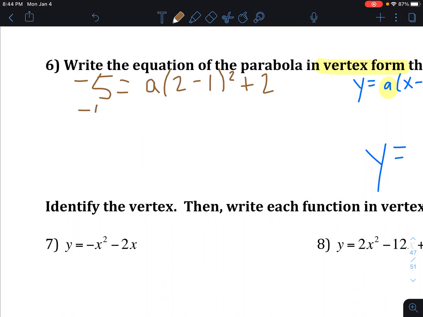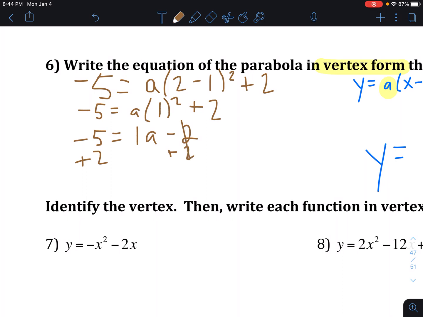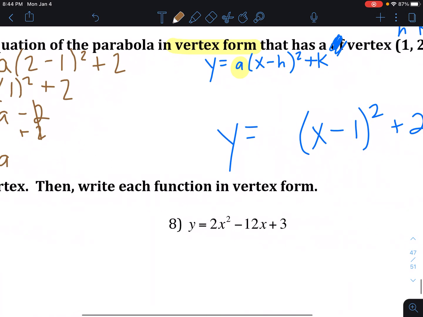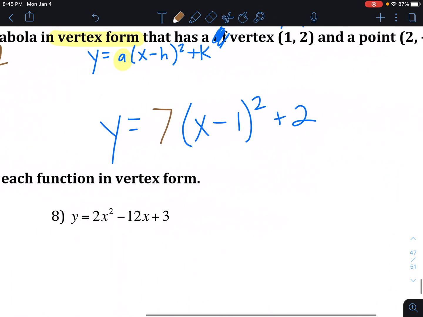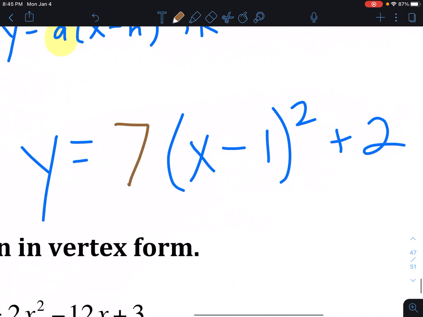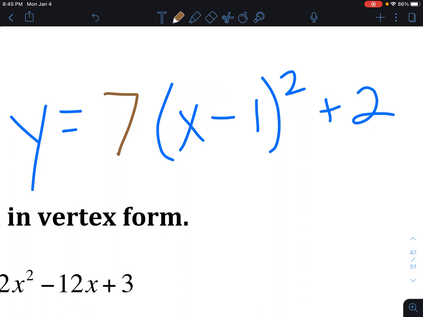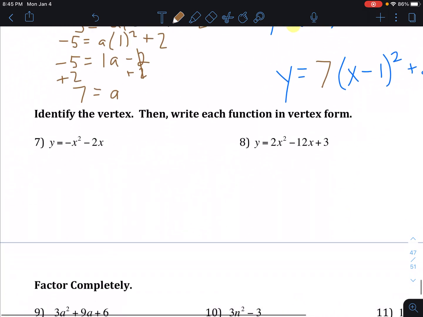We're going to subtract in the parentheses. And then that'll be a times 1 squared is 1, so we'll call it 1a, which we can drop the 1, and then add 2 to both sides. So the A is 7. So we take that 7 and it goes into our final answer. So right here is your answer. It is an equation in vertex form.